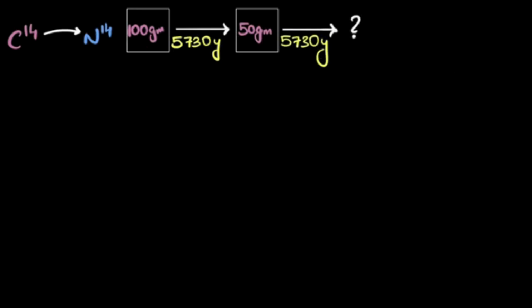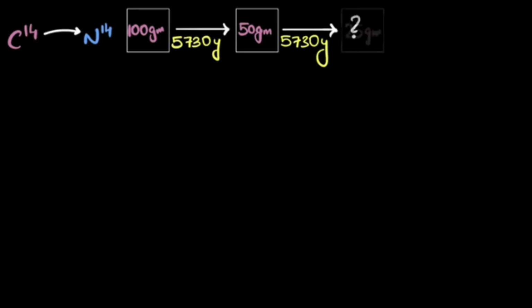Now, my question to you is, what do you think will happen if we wait for another 5,730 years? My intuition says it should now go to zero. All of the carbon-14 should decay. I mean, makes sense, right? Like in the first 5,730 years, 50 grams got decayed. Now we wait for the same amount of time, another 50 grams would decay. So obviously it should go to zero. But turns out that's not what happens.